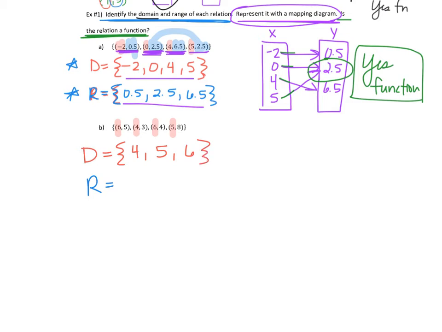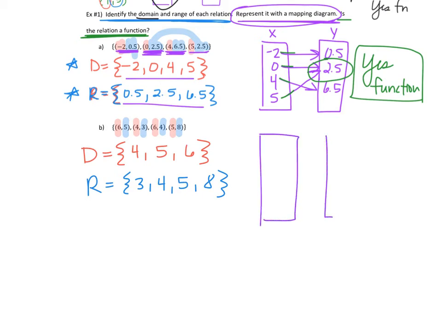Okay, then your range, look at your range here, 5, 3, 4, and 8. So in order with no duplicates is 3, 4, 5, and 8. Okay, then we make our mapping diagram. So the 2 boxes, you have your x's and your y's. Your x's are 4, 5, and 6. Your y's are 3, 4, 5, and 8. And then you look at your points to connect.